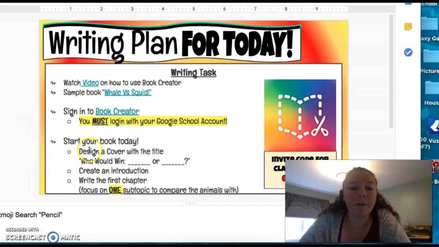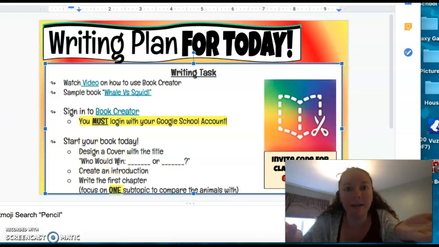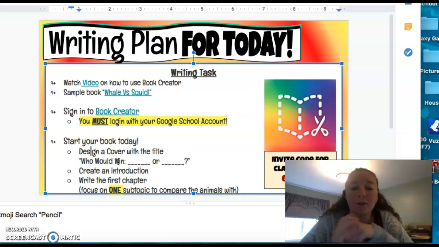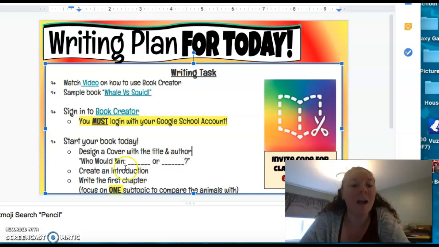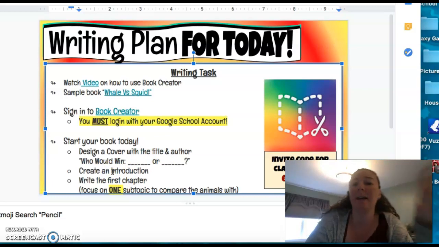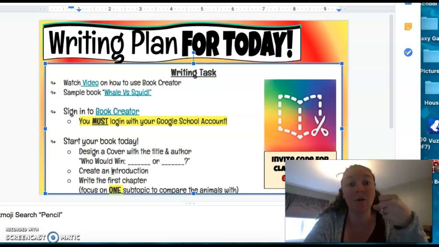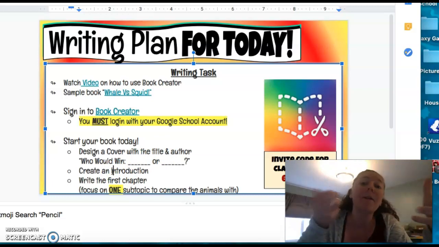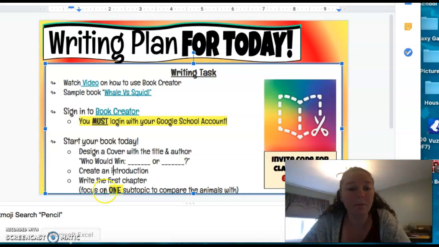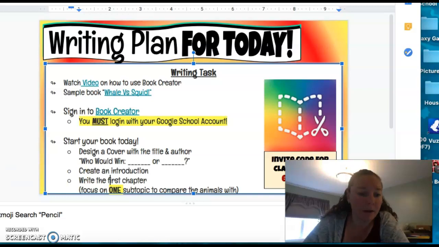When you start your book, first you're going to need to design a cover with the title, Who Would Win, blank or blank. You should probably also have your name with the title and author. You need to create an introduction, which really just hooks your reader in, ask me a question, get me excited, and know that these two animals, you're going to compare them, and they're going to compete. And you want to focus on the first chapter. So focus on one subtopic that you were researching on, and try to compare the animals with that, okay?